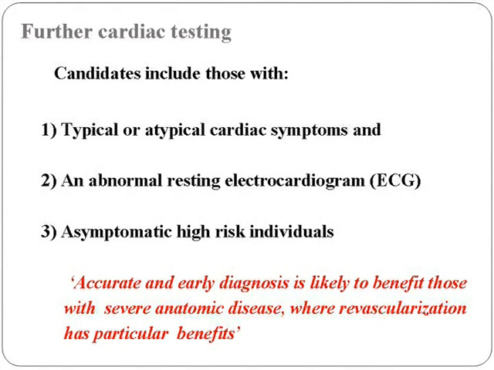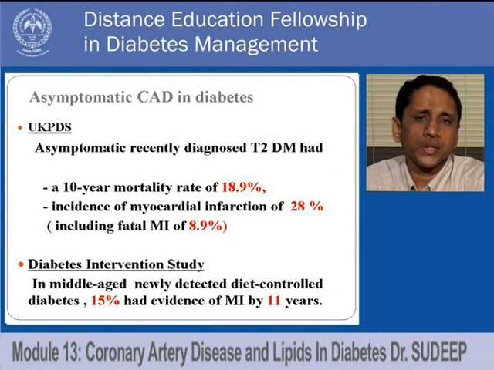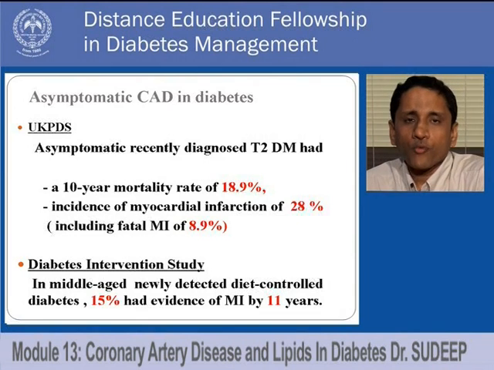In the absence of an acute event, further cardiac testing has to be done in those patients who have typical or atypical cardiac symptoms or who have an abnormal resting baseline ECG. In addition, it is also being proposed for those asymptomatic patients who may have asymptomatic coronary artery disease. Accurate and early diagnosis is likely to benefit those who have severe disease, because revascularization definitely improves the outcome. So, what do we do in asymptomatic coronary artery disease? First, we look for evidence.